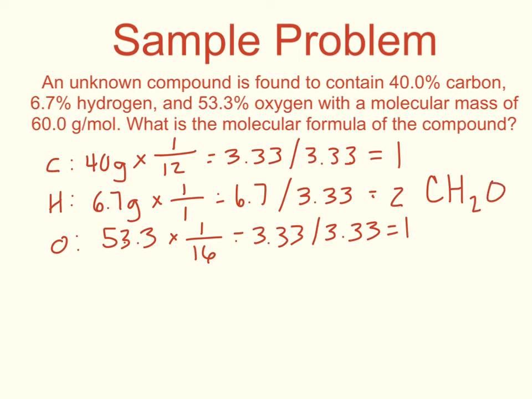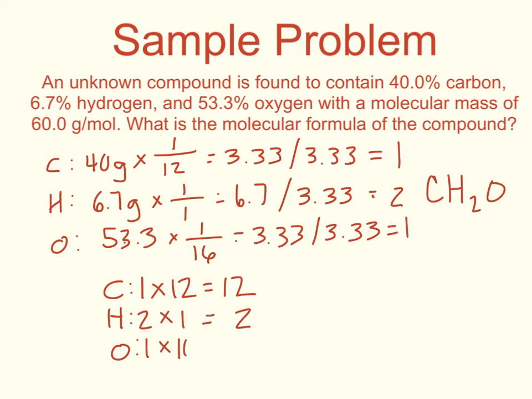Now that I know my empirical formula, I can go back and follow the steps from the previous practice problem. I'm going to start by finding the molar mass of CH2O. So I have 1 carbon at a mass of 12. 1 times 12 is 12. I have 2 hydrogens at a mass of 1. 2 times 1 is 2. And I have 1 oxygen at a mass of 16. So 1 times 16 is 16. And when I add these numbers up, I get a total mass of 30.